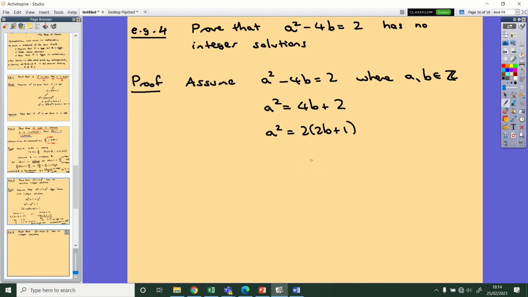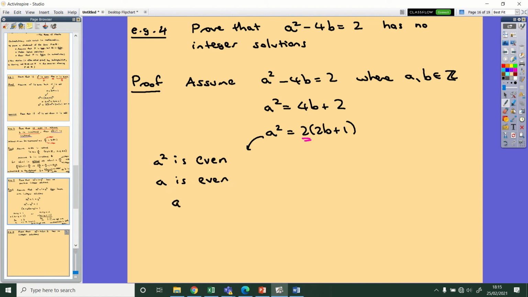Great. Okay, so then because I've taken out a factor of 2, I've shown that a squared is even. That's because it's a multiple of 2. So if a squared is even, because of the 2 that's here, I can then rewrite a as even as well. Bear in mind, if a squared is even, that means that a is also even. We proved that in example 1, in fact. So go back and have a look if you don't believe me.